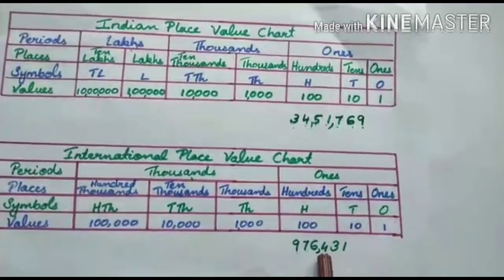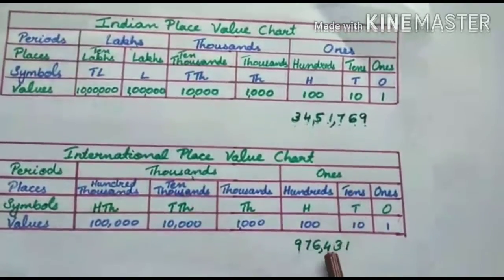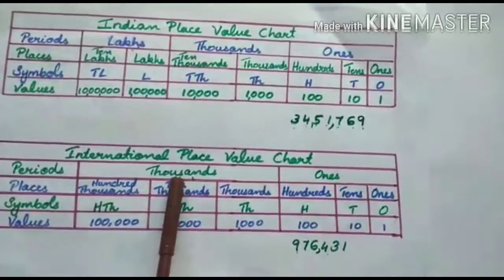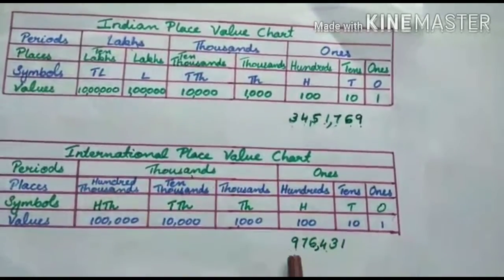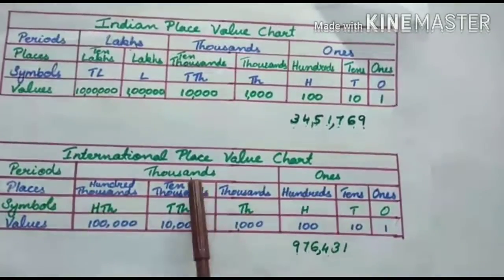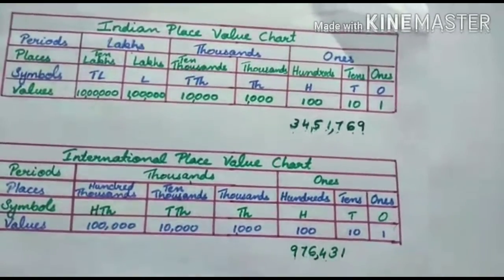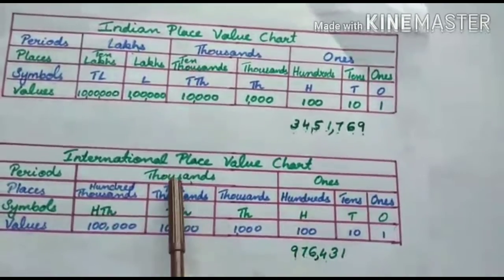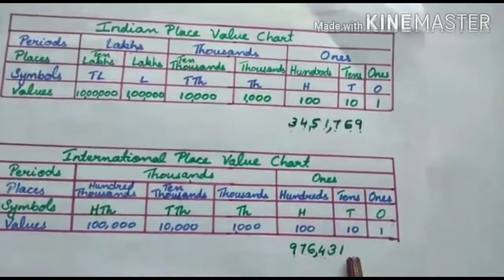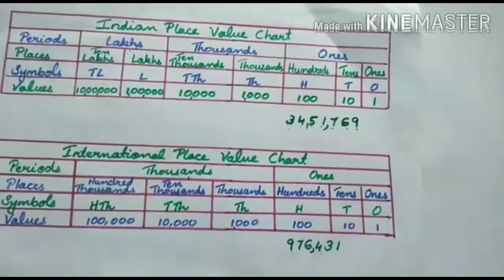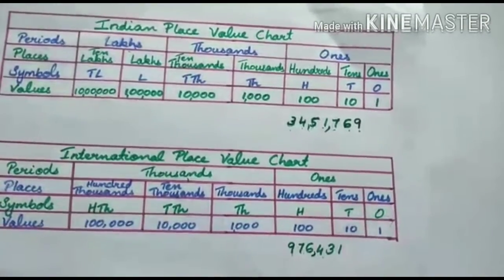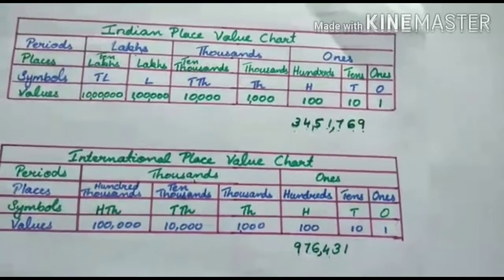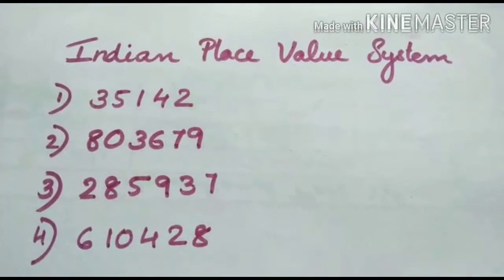Let us see how to read this number. The first three digits come under the first period. We will read them together. The next three digits come under the next period, the 1,000 period. We will read them together, and we separate both periods with a comma. How will we read it? 976,431.